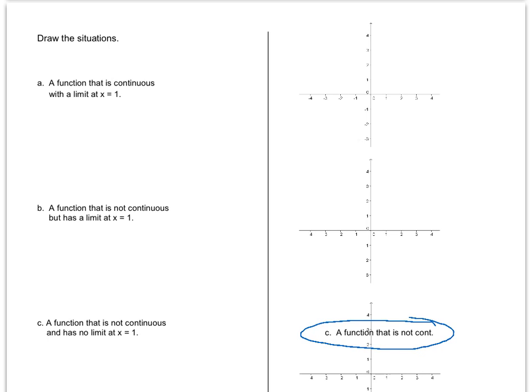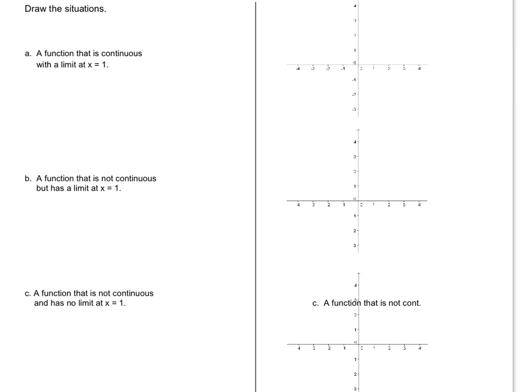Please try right now, press pause, and draw a function that is continuous that has a limit at x equals 1, a function that is not continuous but has a limit at x equals 1, and then a function that is not continuous and also has no limit at x equals 1. And let's see how you did. All right, let's see what you came up with. Your answers might be different than mine. If you come up with a drawing that's different than mine, please bring it up in class tomorrow and we'll see if we all agree with it.